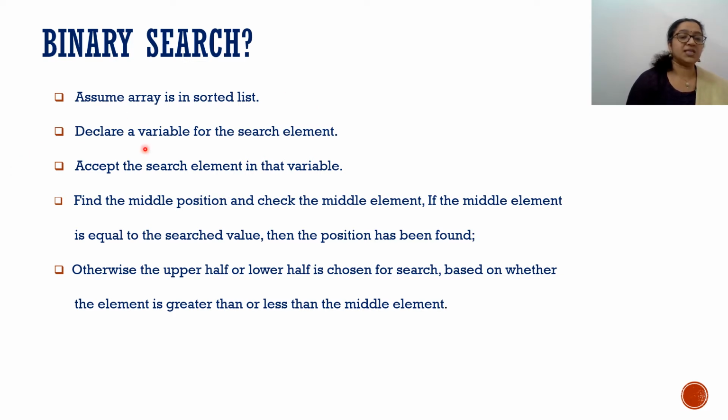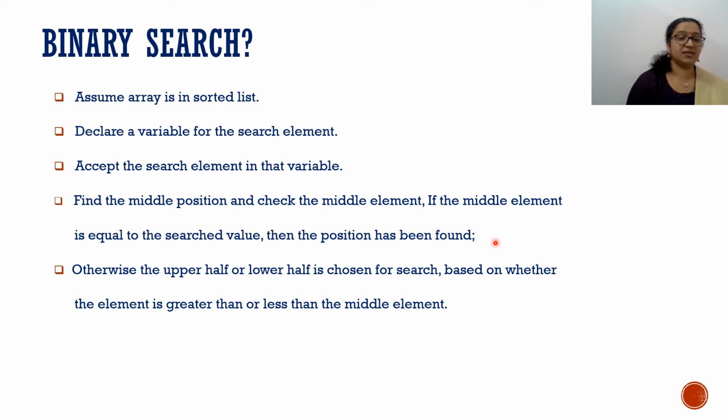Now see the second point. Declare a variable for the search element, so we need a variable for that searching. Then accept the search element in that variable. We want to input a value in that variable for searching. Now how to find it? Find the middle position, because the array is in sorted order. We want to find the middle position of that array and check the middle element. We compare that middle element with the search element. If the middle element is equal to the searched value, then the position has been found.